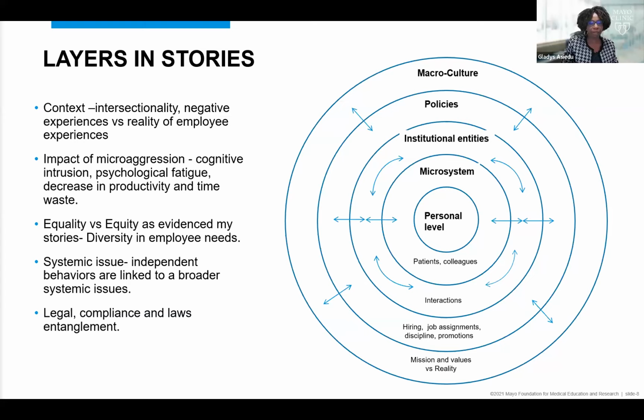I wanted to talk a bit more about this system, but we had some data that looked at these specific issues at the personal level, and we found so many experiences related to patients and colleagues, but also happening because of the interactions within the institutional entities. And also, if we look at the hiring, job assignment and promotion criteria, oh my goodness, there are so many things that need to be done. Our internal data shows that many minority groups are willing to come here, but most of them don't last on the job for more than 2 to 3 years and they leave.